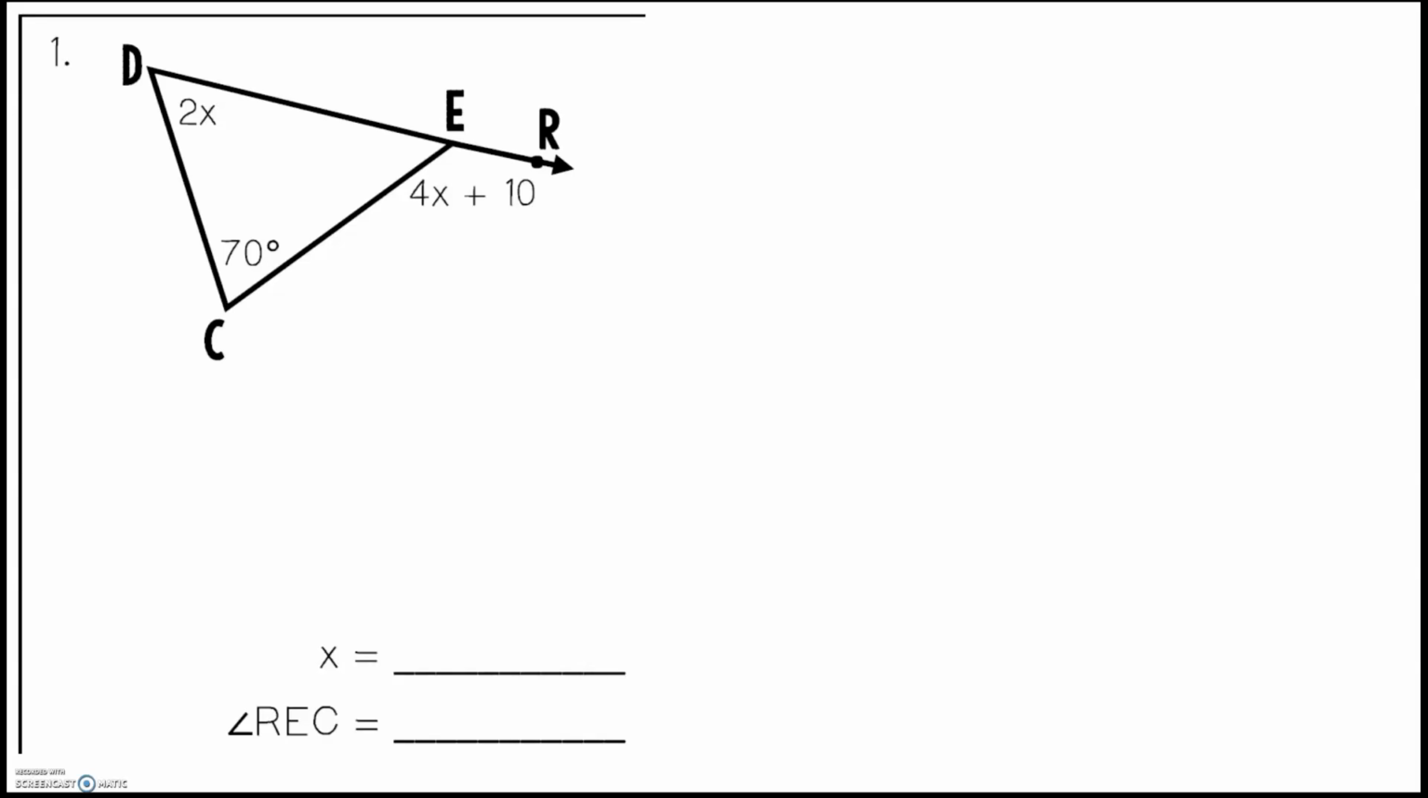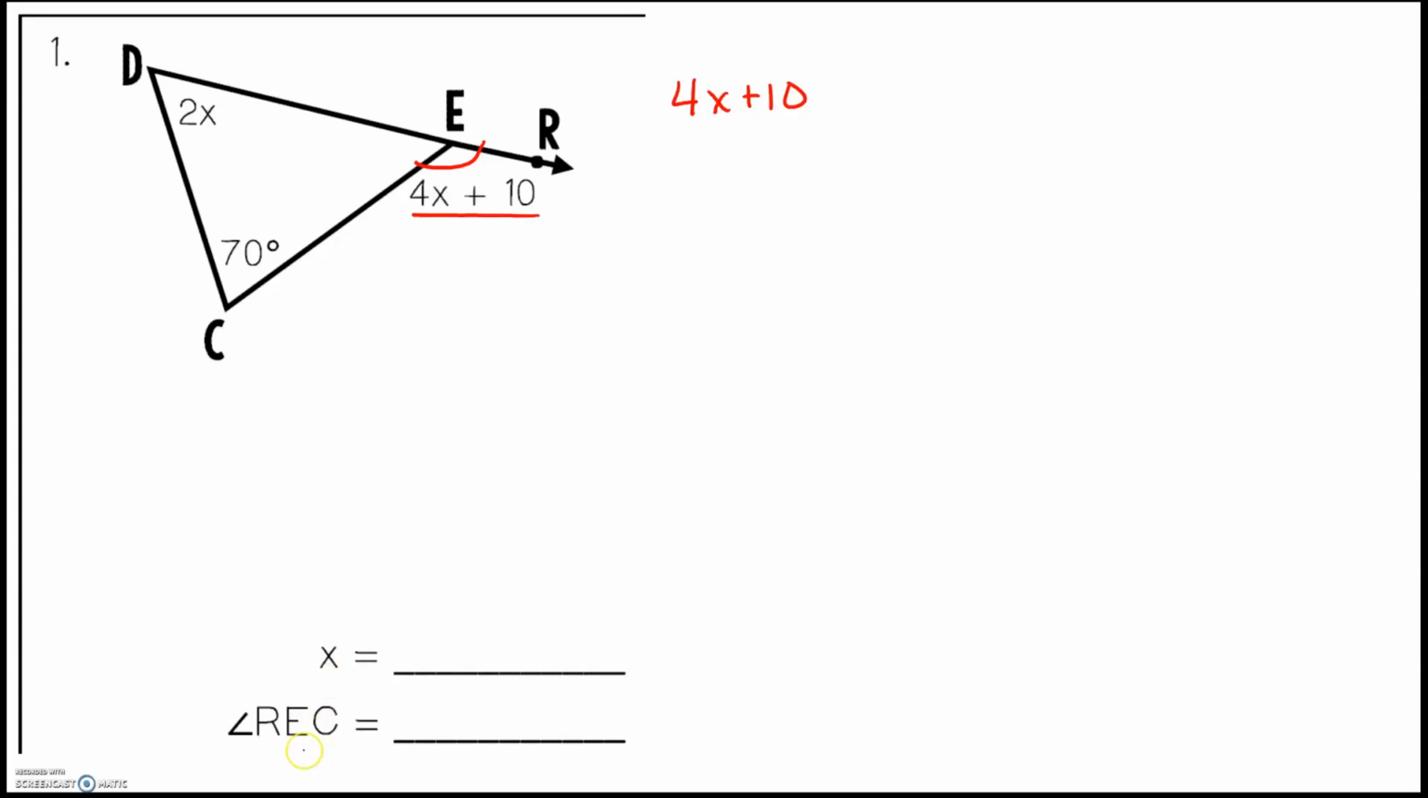Okay, here's part 2 with the examples, and I'll try and get through these quickly. Okay, so this is exterior. This angle is our exterior angle, so it's going to be 4x plus 10. On all of these, we are finding the value of x and a missing angle in each triangle below.